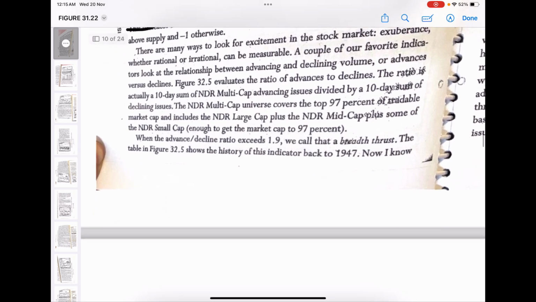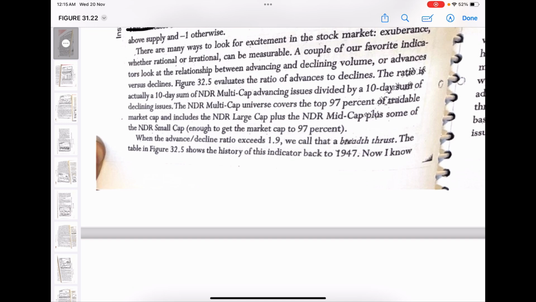There are many ways to look for excitement in the stock market. Exuberance, whether rational or irrational, can be measurable. A couple of our favorite indicators look at the relationship between advancing and declining volume, or advances versus declines. Figure 32.5 evaluates the ratio of advances to declines. The ratio is a 10-day sum of NDR multi-cap advancing issues divided by a 10-day sum of declining issues. So advancing divided by declining.